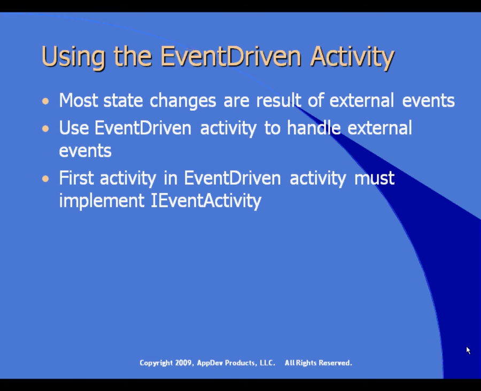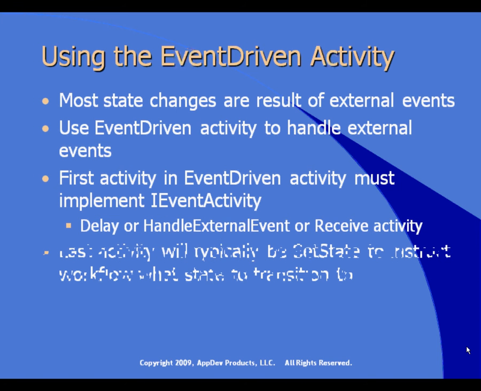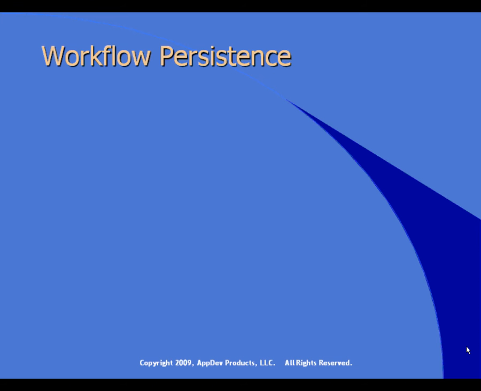The event-driven activity is a sequence activity, so it can contain other activities. The first activity in it has to implement IEventActivity. And that could be a delay activity, a handle external event activity, or a receive activity. And then the last activity in there is typically going to be a setState activity. So an event will occur, and you'll handle that with, say, a handle external event or a receive. Then what activities do you want to happen at that point, followed by what state do you want the workflow to go to next.